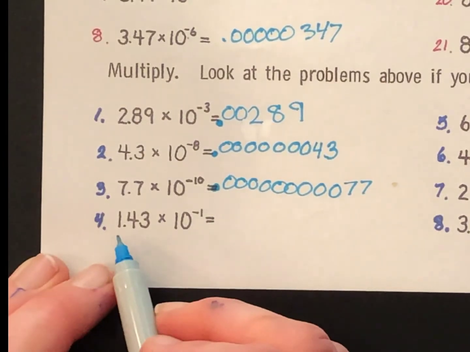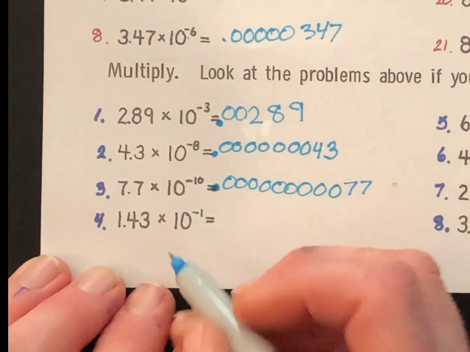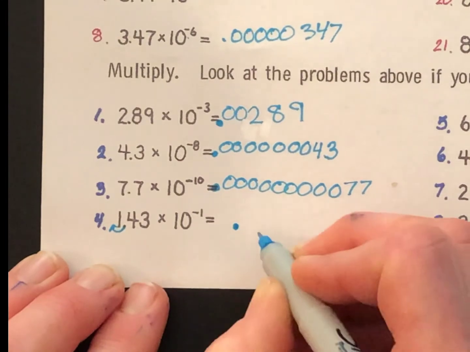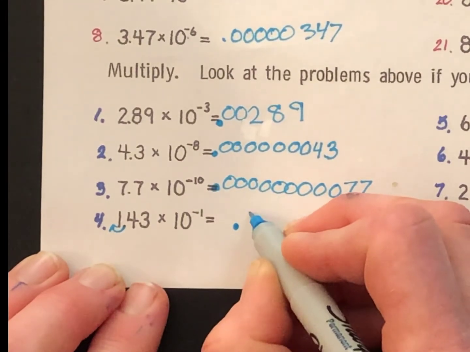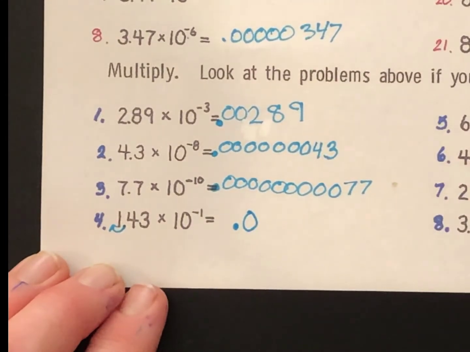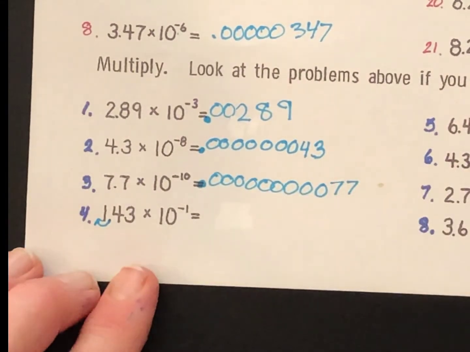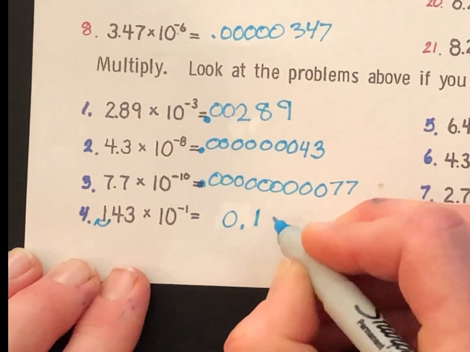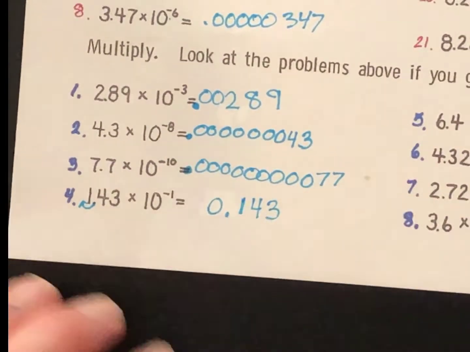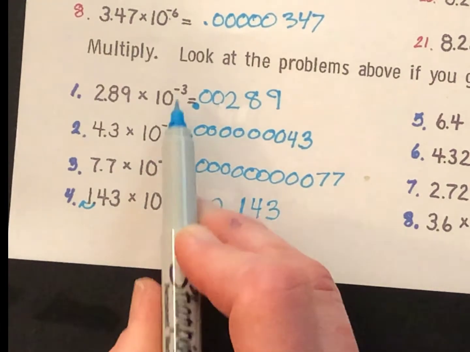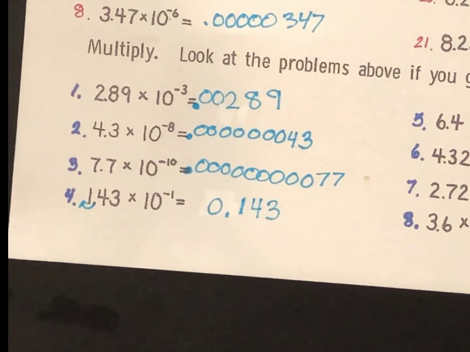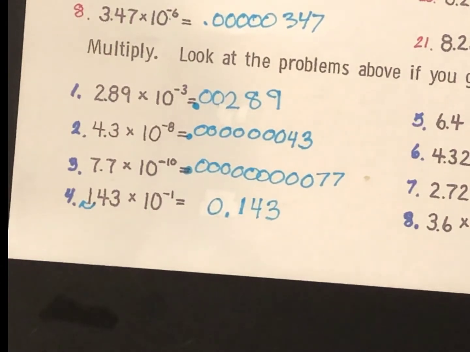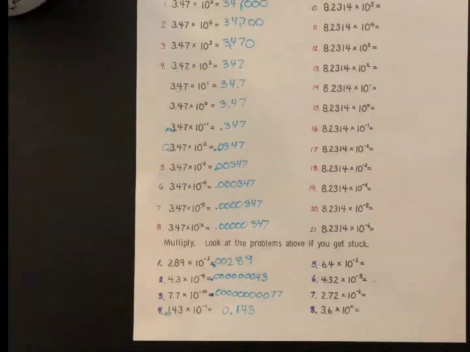Okay. 1.43 times 10 to the negative 1. So I move it over 1 place. So that's 0.143. That 0 is optional. I just realized I didn't put it up here, but I did here. So anyway, the whole point is it's 143 thousandths. Now you finish the other column on your own.